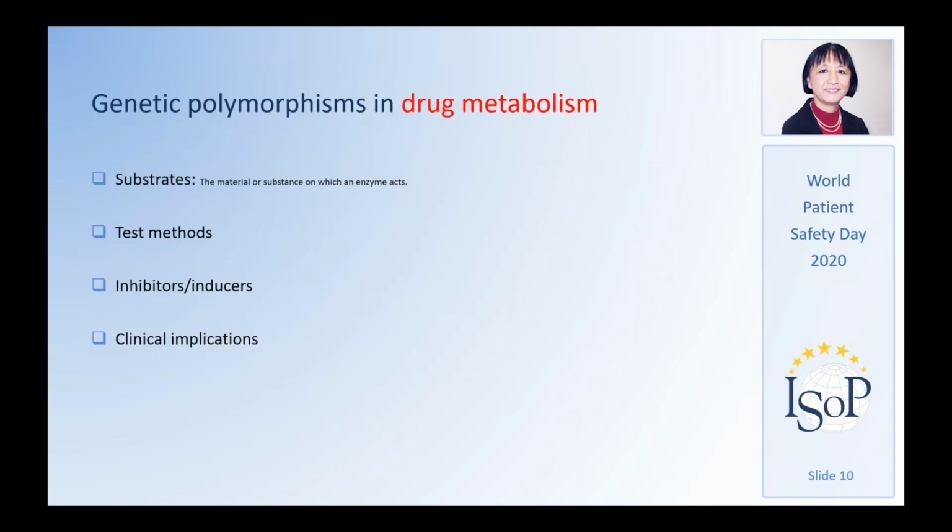Now, regarding the genetic polymorphisms in drug metabolism, there are additional aspects we want to understand. We want to know the substrates, the material or substance on which the enzyme acts. We want to know the test methods, if it's phenotyping or genotyping. We want to know if there are inhibitors or inducers. And we want to know the clinical implications.